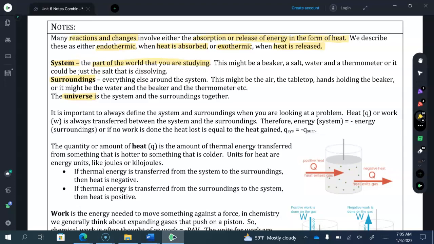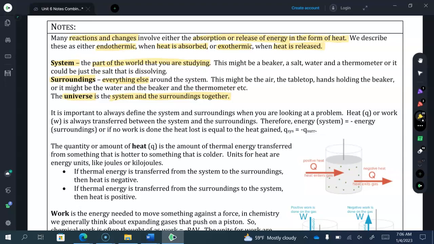You yourself are usually part of the surroundings, which includes everything else around the system. This might be the air, tabletop, hands holding the beaker, or it might be the water in the beaker and the thermometer. And then the salt would be the system. The universe is both the system and the surroundings together. So what you're studying and everything else makes up the universe. It is important to always define the system and surroundings when you are looking at a problem.